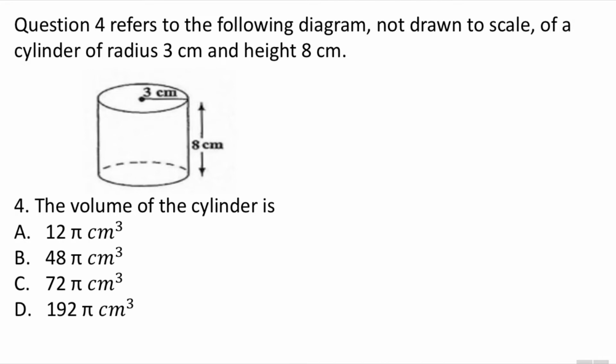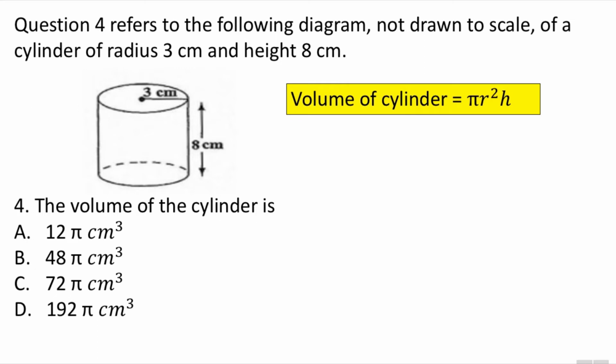So question 4 refers to the following diagram, not drawn to scale, of a cylinder of radius 3 centimeters and height 8 centimeters. So we are asked to calculate the volume of the cylinder. So we need to recall how to calculate volume of a cylinder. So volume of a cylinder is equal to pi r squared height.